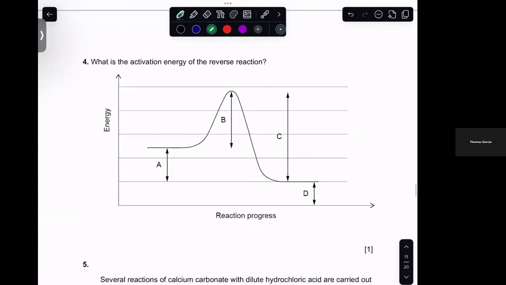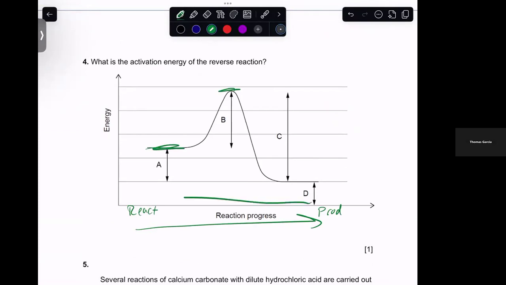Number four, which is the activation energy of the reverse reaction? Well, forward is this way, from reactants to products. And our activation energy is always from where we start to the peak. So you would think B, but if we're going reverse, our new starting point is D. So D all the way up to our max is going to be C. Our answer for number four will be C.